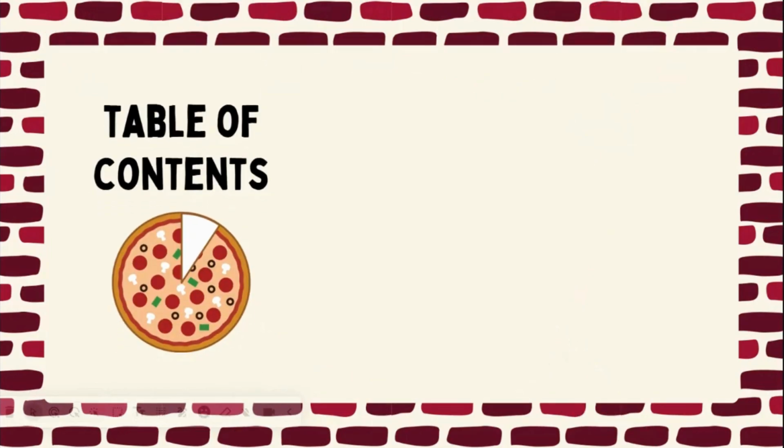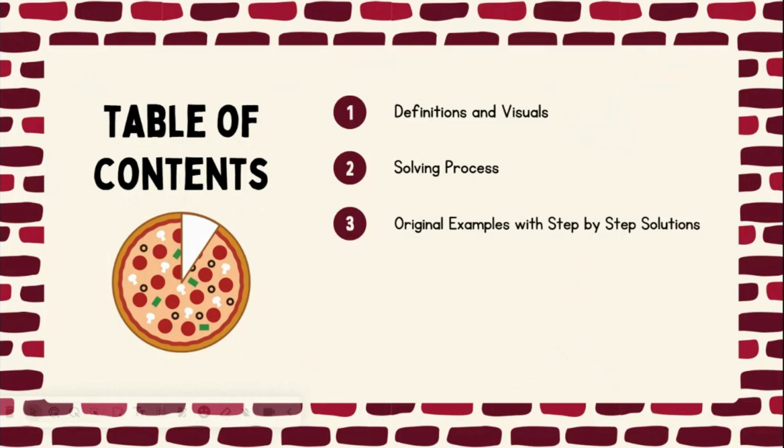So here's what we'll be learning today, all through pizza. First, we'll define the most important parts of a circle: the center, radius, diameter, circumference, pi, and more, with clear visuals so you can see exactly what they mean. Then I'll show you how these parts are mathematically connected using simple formulas. After that, I'll walk you through an original example step by step, solving it together so it all makes sense. And last but not least, I'm going to give you a practice problem so you can test your skills. And finally, we'll wrap it up with a conclusion.